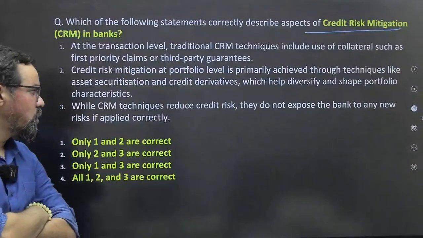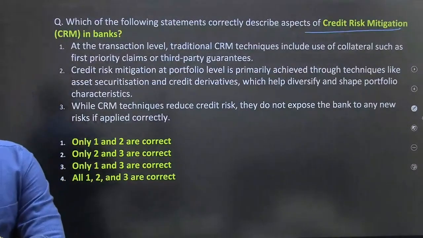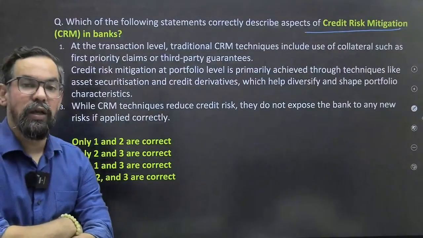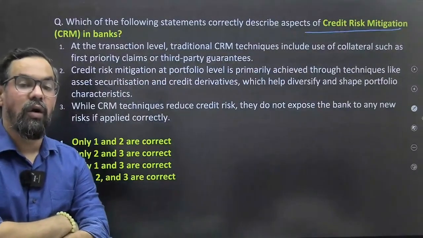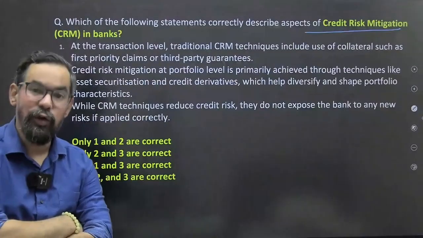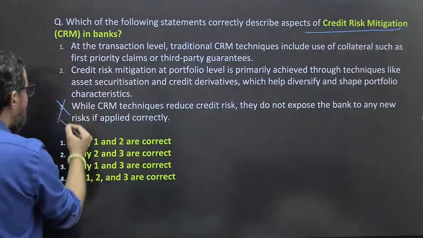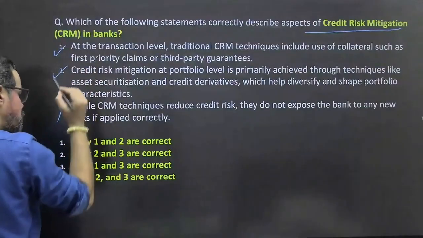Okay? So what do you say about statement 3? It is not only about the credit risk, they also link with the operational, liquidity and all other types of risk also. So this statement is wrong and these two statements are 100% true.